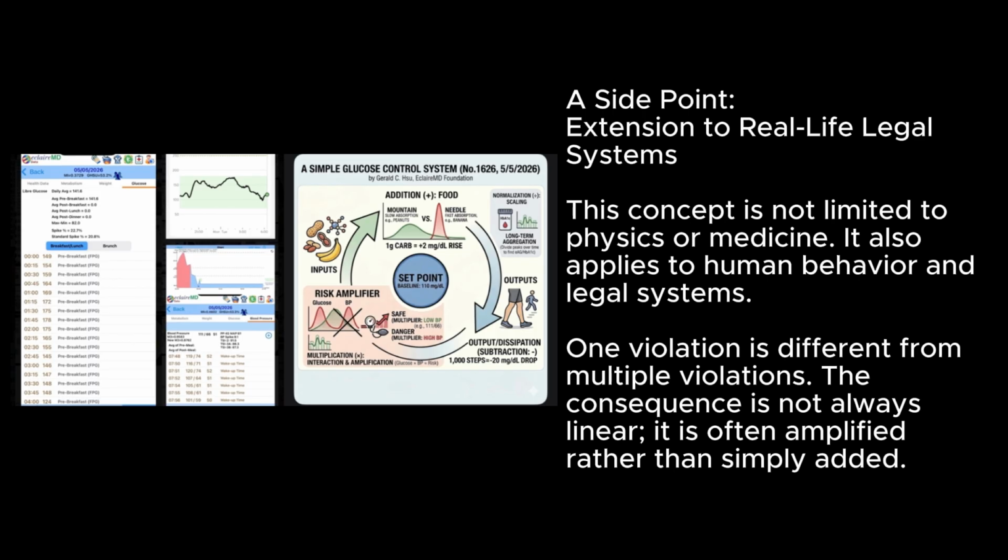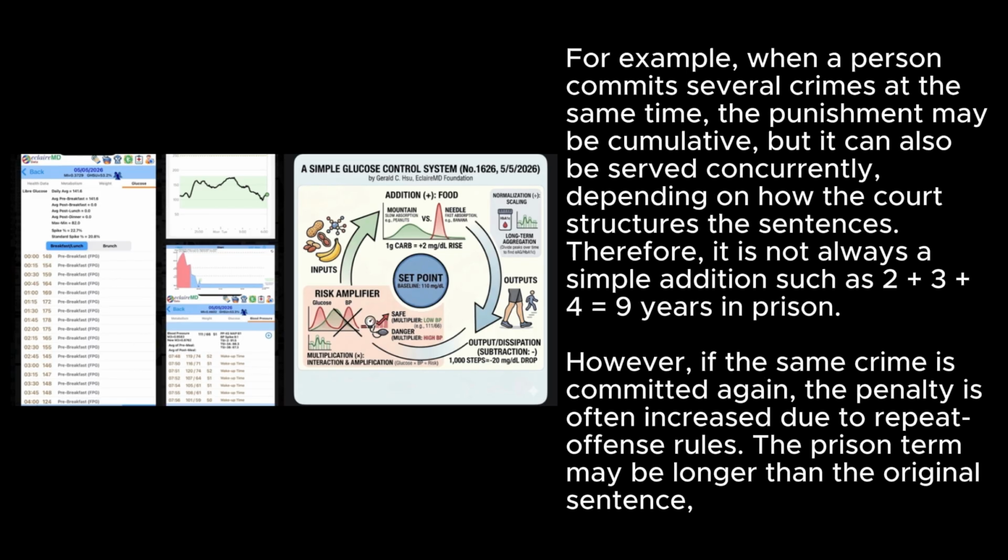One violation is different from multiple violations. The consequence is not always linear. It is often amplified rather than simply added. For example, when a person commits several crimes at the same time, the punishment may be cumulative, but it can also be served concurrently, depending on how the court structures the sentences. Therefore, it is not always a simple addition such as 2 plus 3 plus 4 equals 9 years in prison.